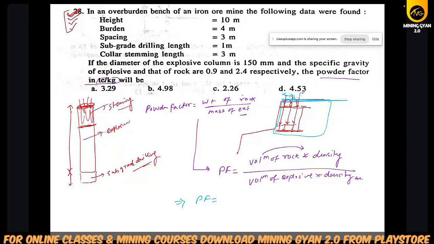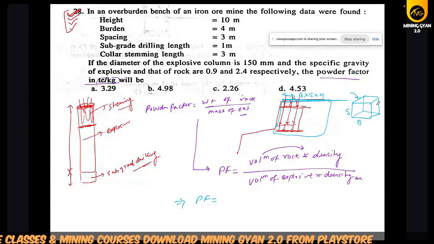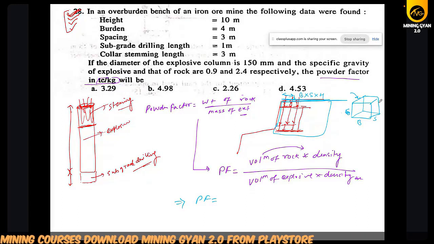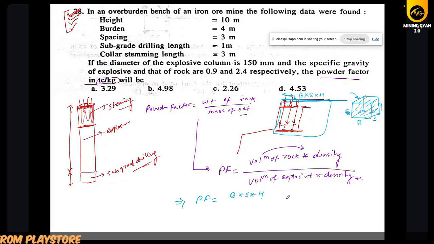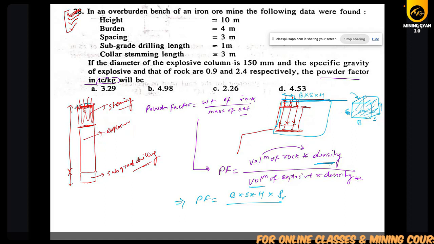burden, spacing, and height. So if it is your rock body, that cube, burden, spacing and height of the bench will give you the volume of your rock body. So burden, spacing and height, then density of rock, divided by the volume of the explosives. For the volume of the explosive, this is your hole.